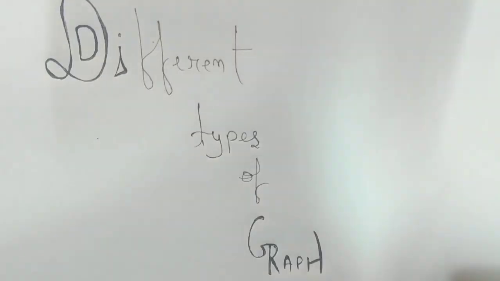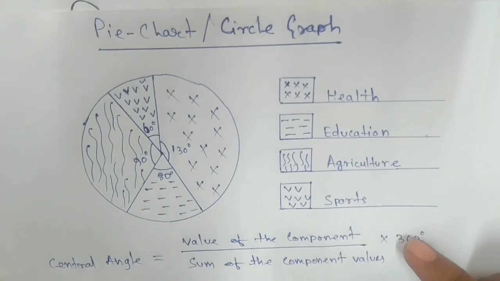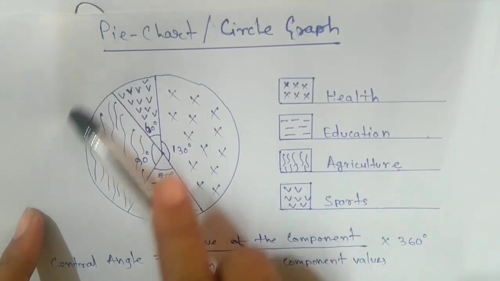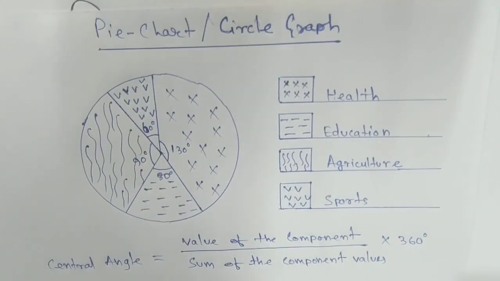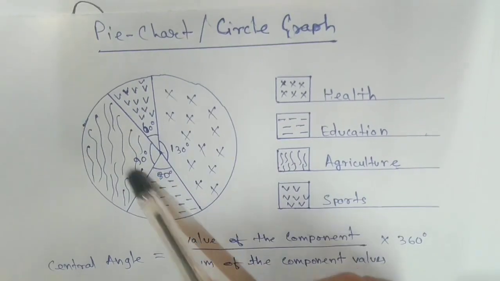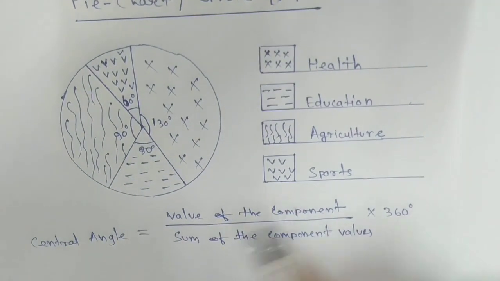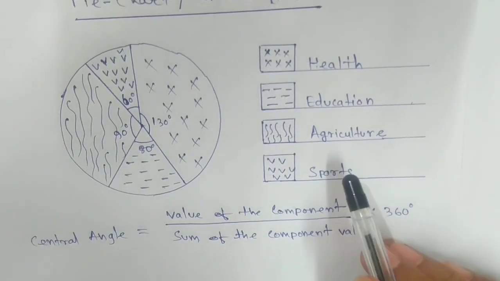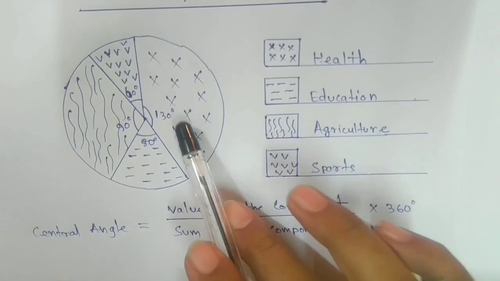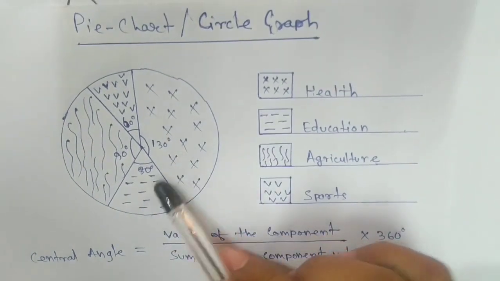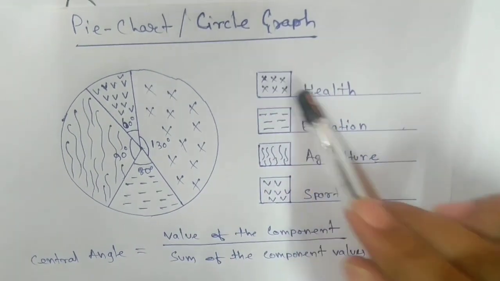Next graph we will proceed to is the pie chart. Sometimes we also call it a circle graph. So here your graph is a circle, and we use the 360-degree concept. Here we need an angle, and we call these central angles. To find the angle we have a formula: value of the component divided by the sum of the components' values, into 360 degrees. Data will be given, we'll convert the data into a circle graph, and we'll use different symbols. And here we'll mention what each symbol represents.